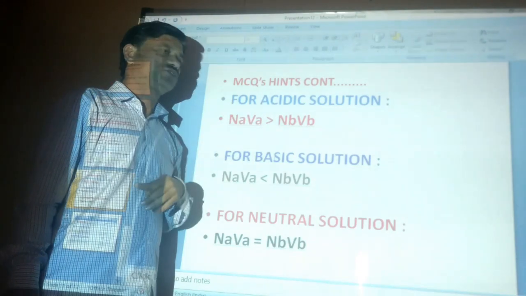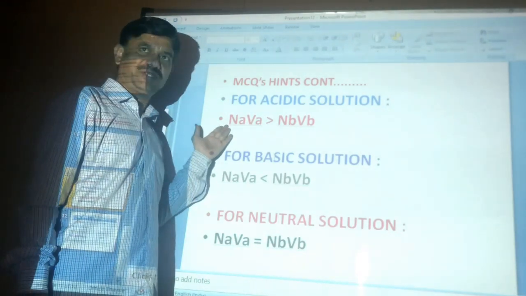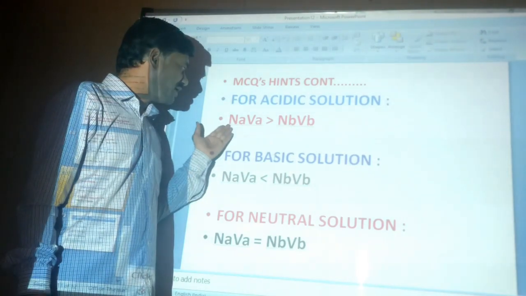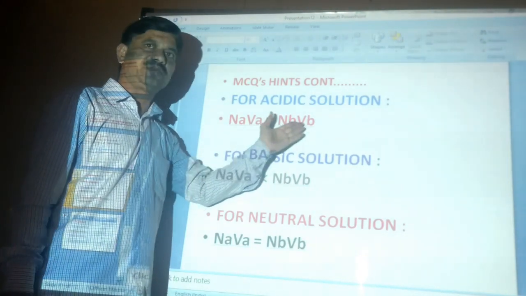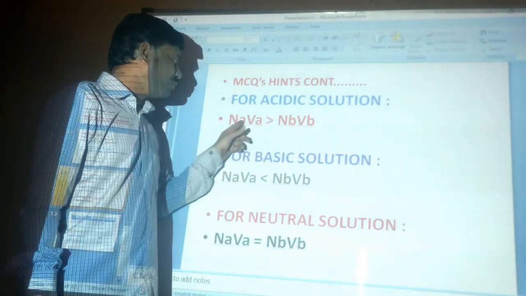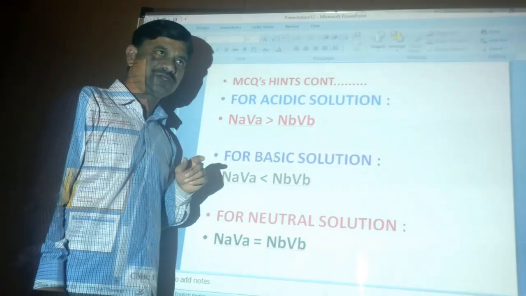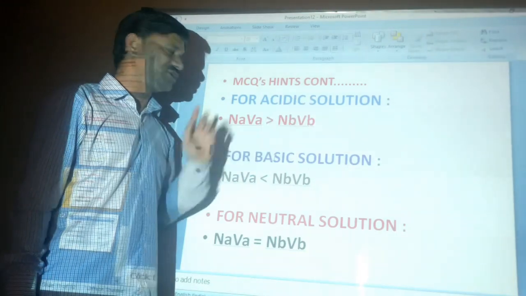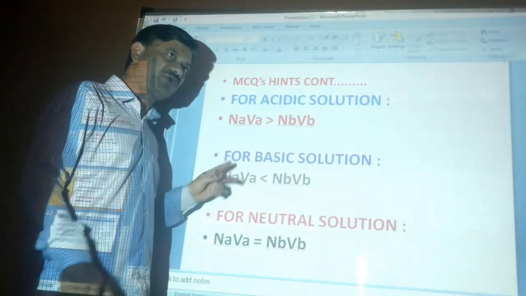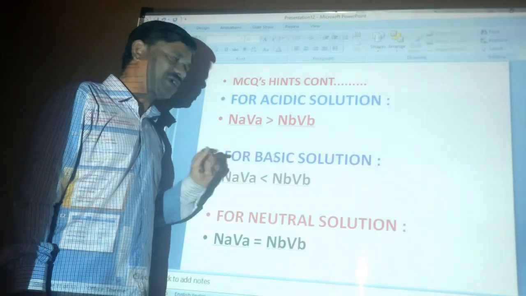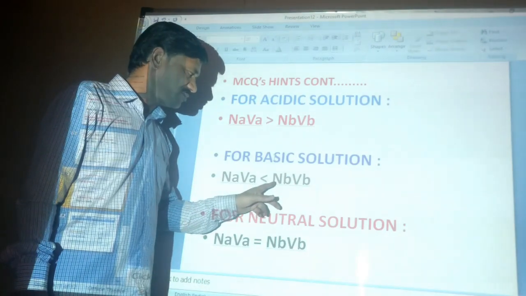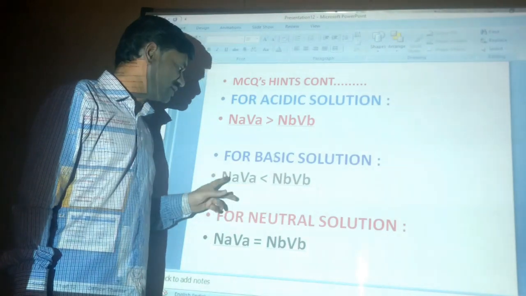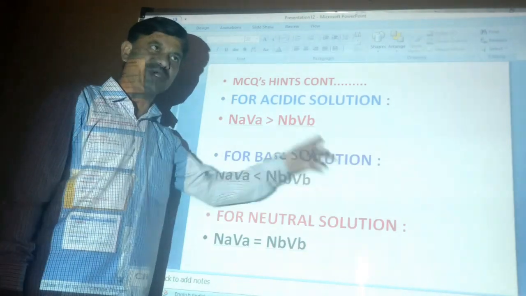Then, in addition to the previous MCQ hints, try to remember these hints also. For acidic solution, what happens? This is the condition where a indicates acid, b indicates base: NaVa greater than NbVb. So which product is greater for acidic solution? The product of normality and volume is greater for acidic solution. What is the reverse case for basic solution? Which product is greater? If the product of normality and volume in case of base is found to be greater, then definitely that solution will be basic.